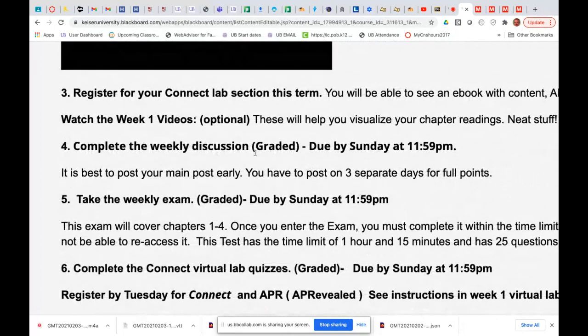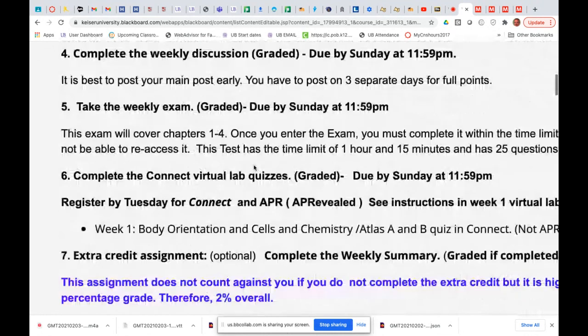You want to make sure that you complete your discussion boards every week. All the work is due by 11:59 Sunday night, Eastern Standard Time. All of your work needs to be due by that time. Whether it's your lecture exam, your lab quiz, or the discussion board, it all has to be completed before that time.